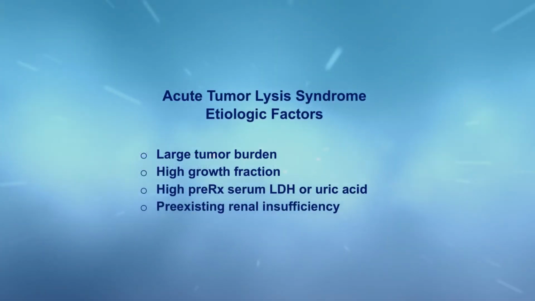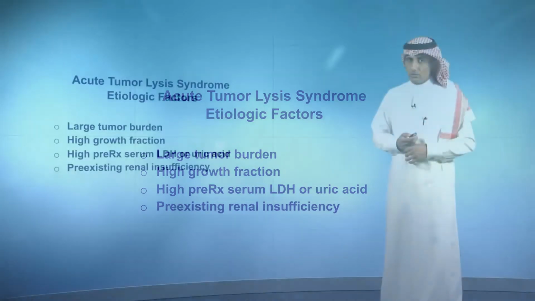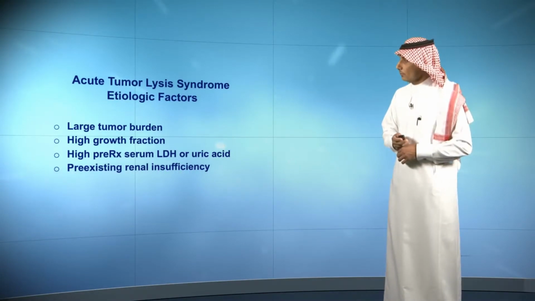Acute tumor lysis syndrome etiology factors include large tumor burden, high growth fraction, high pre-treatment serum LDH or uric acid, pre-existing renal insufficiency or acute renal failure.